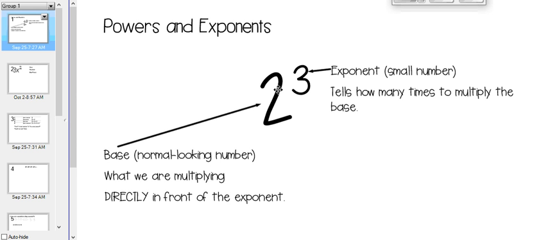It could be a number. It could be a variable like a letter. And that's the thing that we are multiplying repeatedly, right? So this literally means to take 2 times 2 times 2, and we arrive at an answer of 8. The base is always directly in front of the exponent. So that's really important to get across. Like the base is directly in front of the exponent, nothing else, okay? So 2 is the base, 3 would be the exponent.